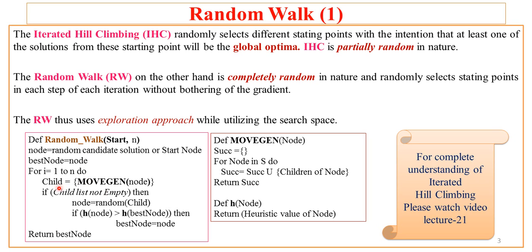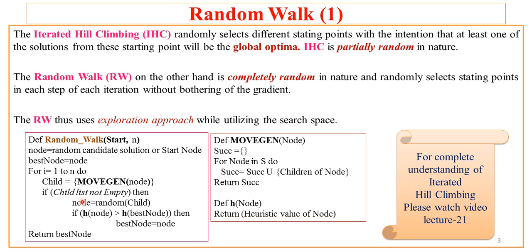Now in child we have a list of the successors of the given node, and if the child list is not empty, it may happen that we arrive at nodes which don't have any child. That might be a leaf node. So in that case, here is the test: if the child list is not empty, then from that list of children, randomly select a node and take that as the node to be further explored.